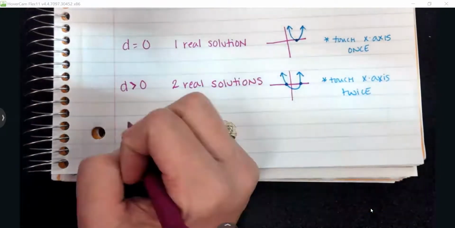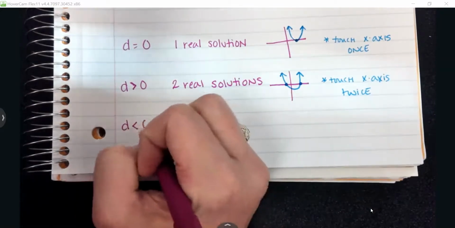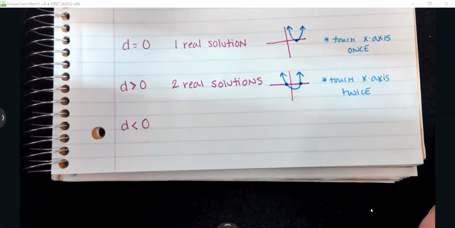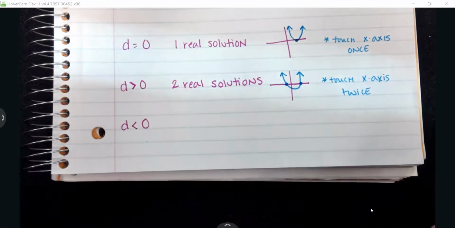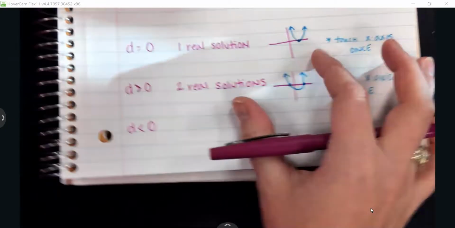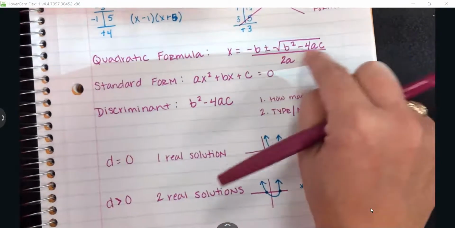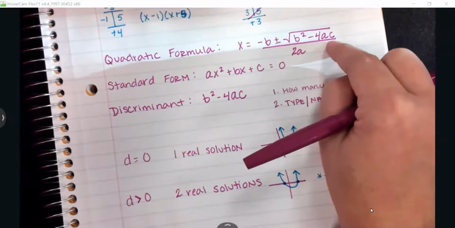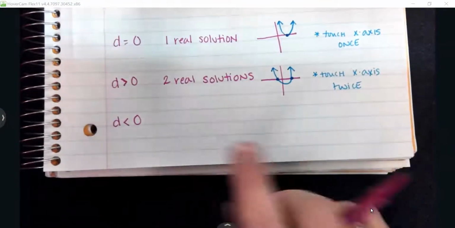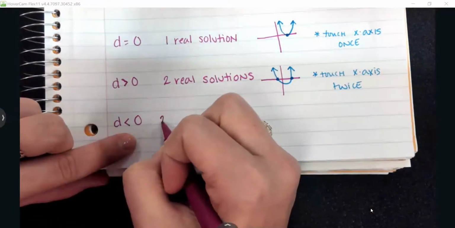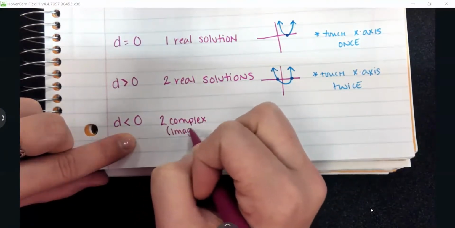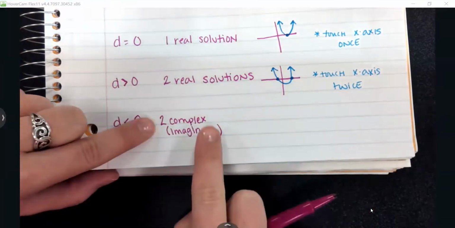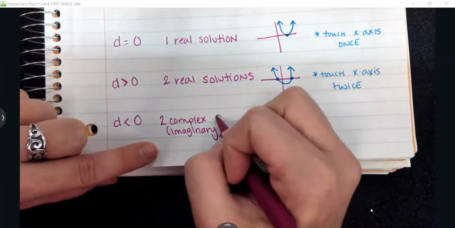All right, my last option is my discriminant can be less than 0. Something's less than 0. What kind of number is that? A negative number. Less than 0 would be a negative number. If I have a negative number under my radical, what have we learned about that? It's imaginary. So if I have a negative discriminant, I will have 2 complex. I'm going to write imaginary underneath because you can use either one of those words. 2 complex or 2 imaginary solutions.